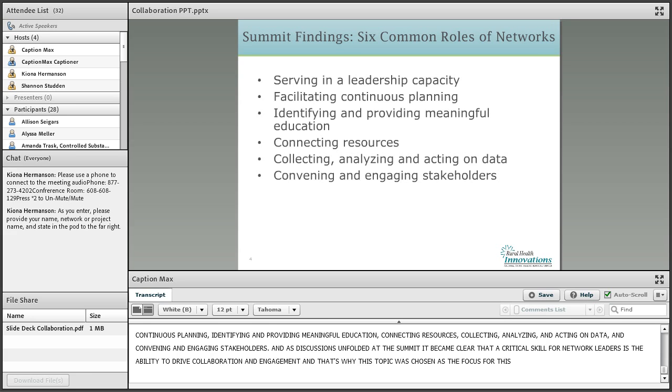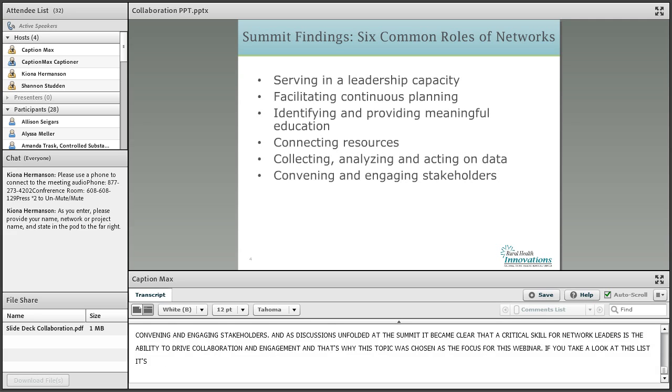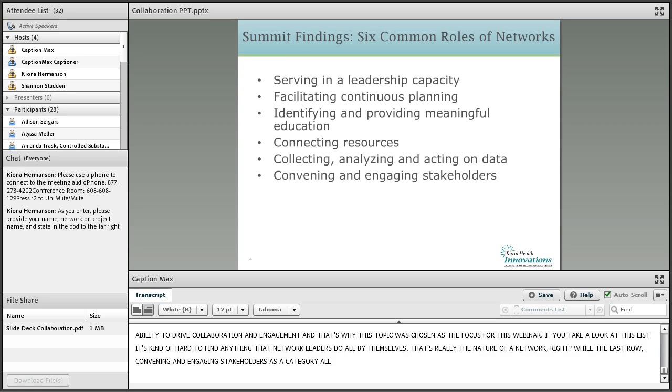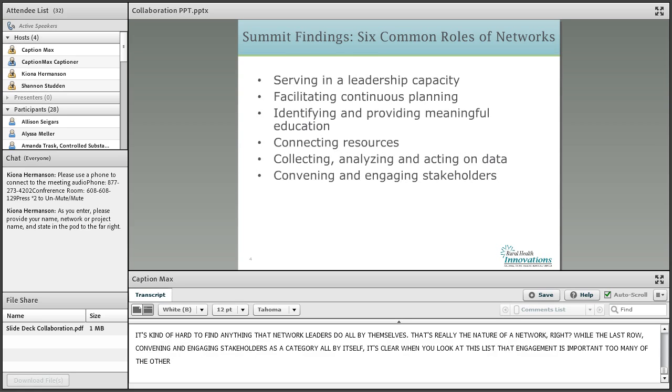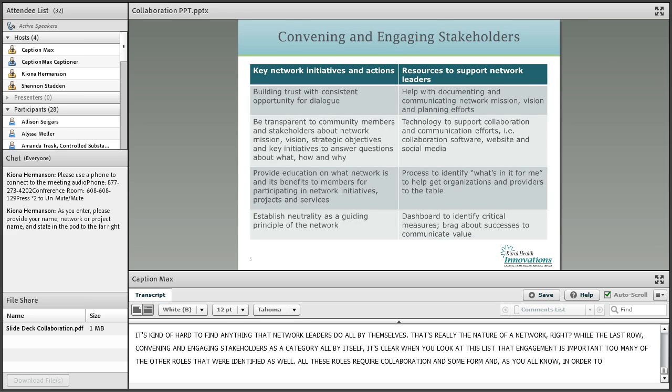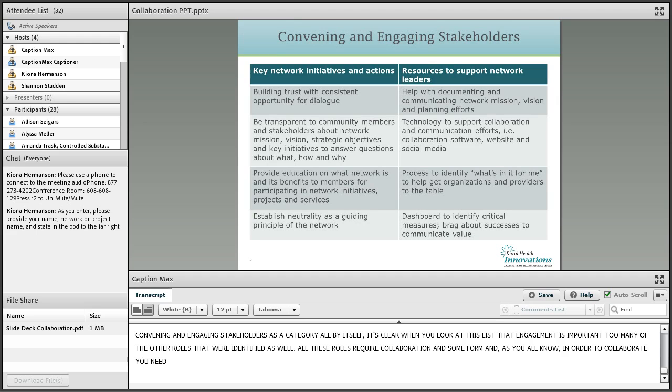If you take a look at this list, it's kind of hard to find anything that network leaders do all by themselves. That's really the nature of a network, right? So while the last role, convening and engaging stakeholders, is a category all by itself, it's clear when you look at this list that engagement is important to many of the other roles that were identified as well. All these roles require collaboration in some form, and as you all know, in order to collaborate, you need engaged co-collaborators.